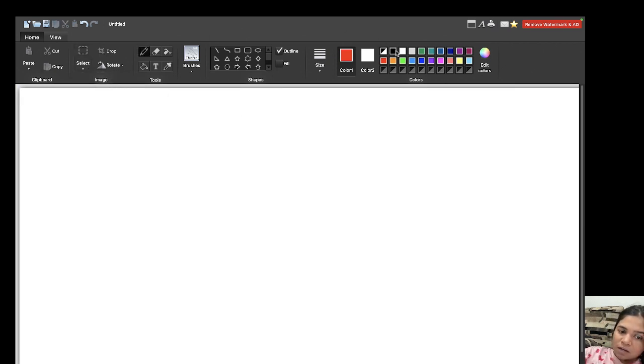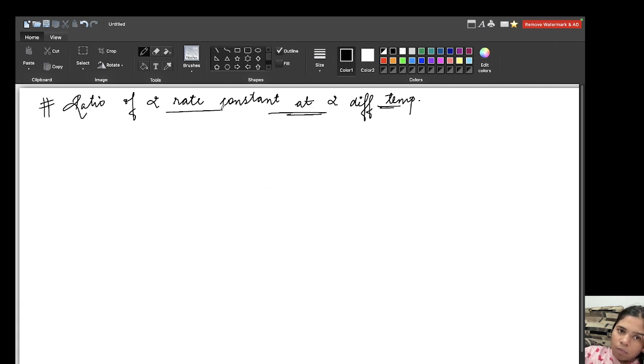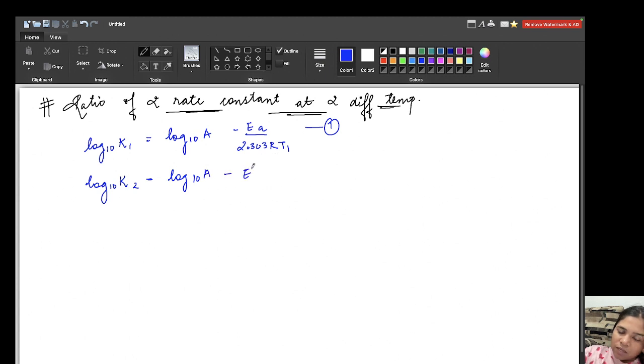Next topic which you have to do is the ratio of two rate constants at two different temperatures. Very easy. Nothing you need to do, just apply the formulas. Log base 10 K1 equals log base 10 A minus EA by 2.303 RT1. This is my first equation. What will be the second? Log base 10 K2 equals log base 10 A minus EA by 2.303 RT2.